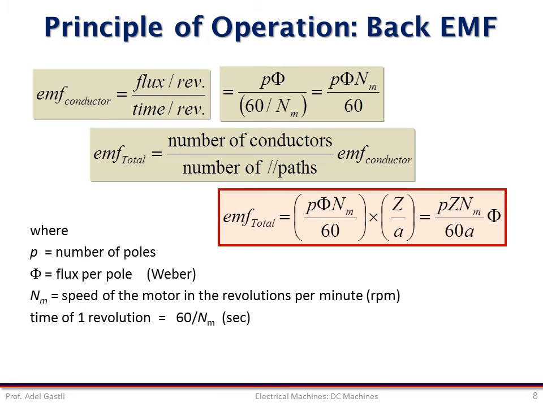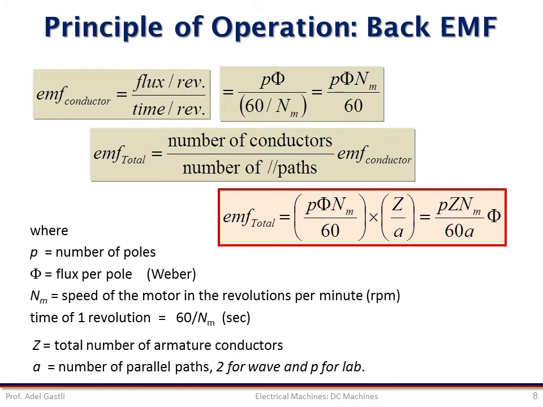This equation can be developed further as follows, where Z is the total number of armature conductors and A is the number of parallel paths, which is equal to 2 for wave winding and P for lap winding, as we have seen previously. Notice that the EMF is a function of the rotor speed and the per pole flux.